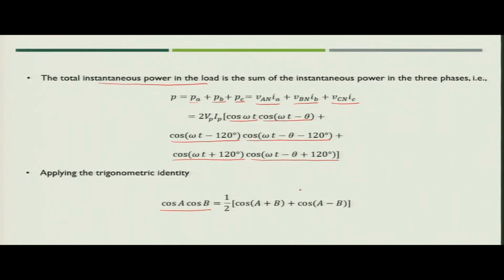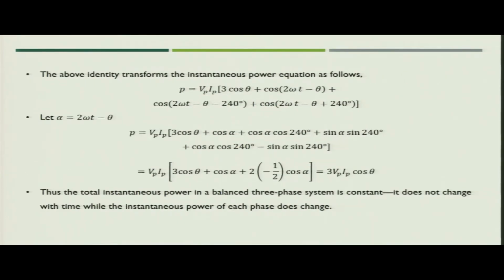So, if we use this in the above expression, what can we write? We can write P is nothing but VP into IP. In the bracket you will get 3 cos theta plus cos 2 omega t minus theta plus cos 2 omega t minus theta minus 240 plus cos 2 omega t minus theta plus 240 degrees. Now, let us assume alpha as a new variable which is equal to 2 omega t minus theta.